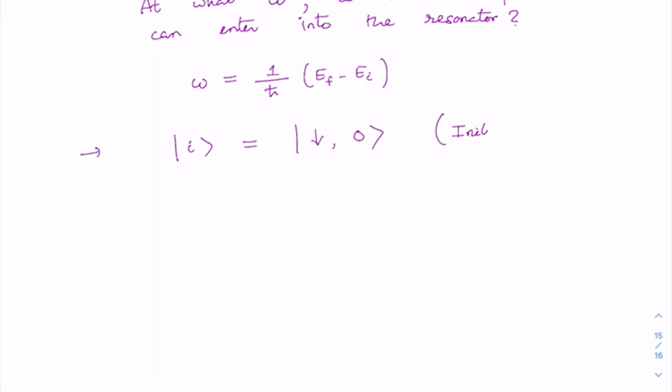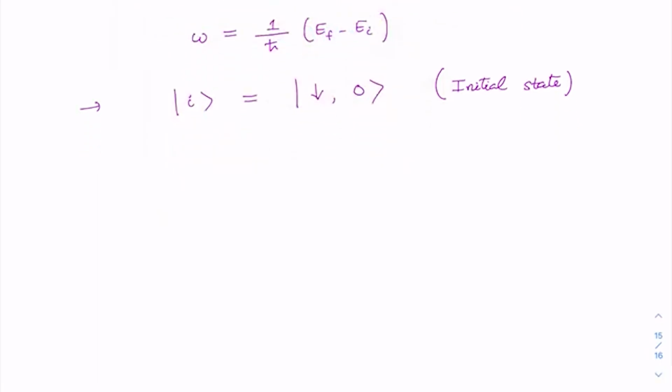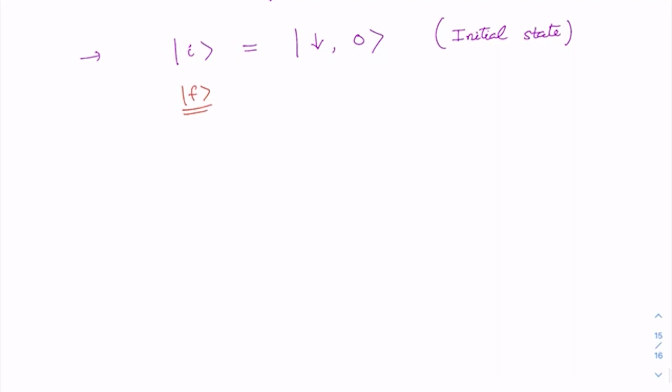So this is our initial state. And then finally, we had a final state. I will discuss what it is, because in the final state, obviously one photon is getting created inside the system. So this initial state and the final state are basically connected by the creation of a photon inside the system. And this matrix element, just for our understanding, I'm writing it like this.